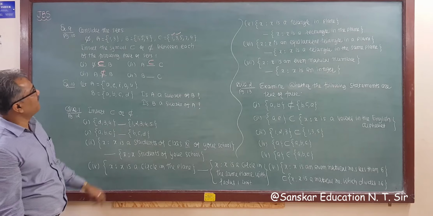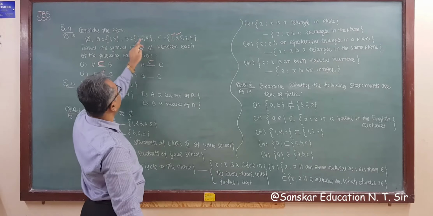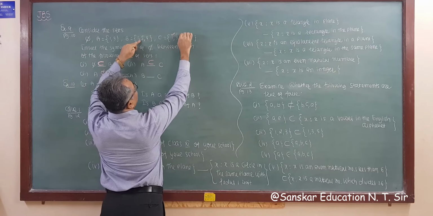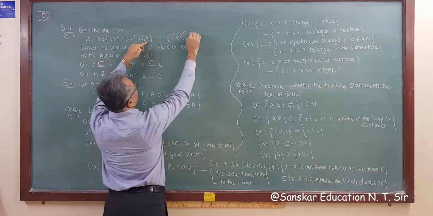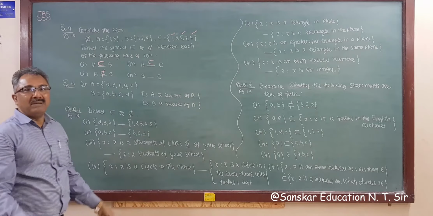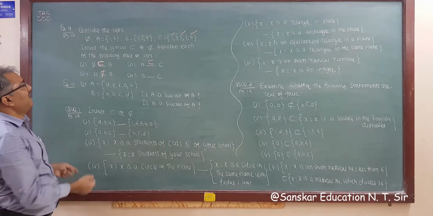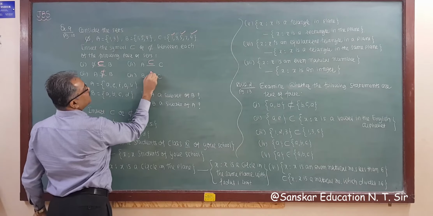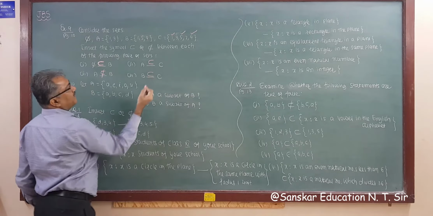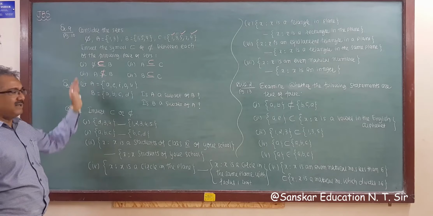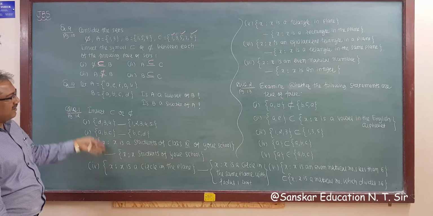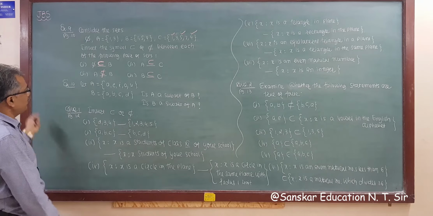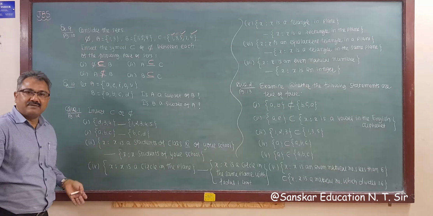And B and C. 1 is here. 5 is also here. And 9 is also there. So all elements of B are contained in C. So B is a subset of C. Right? So it's a very easy exercise for you. Similarly, these are all very easy, so we can finish it very quickly.